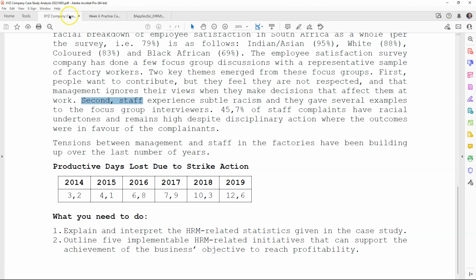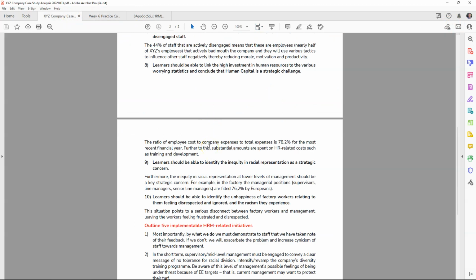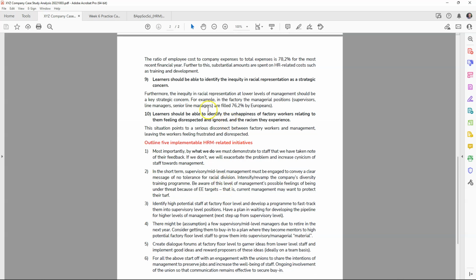So let's get back to the suggested solution. The point being made here is that you should identify that as a strategic concern. Again, for example, in the factory, the managerial positions, supervisors, line managers, and senior line managers are filled 76.2% by Europeans. And remember, this statistic is specifically in the factory. It's not an overall number for the full company, the head office, let's say the admin workers and so on.